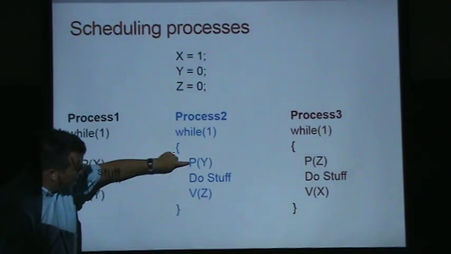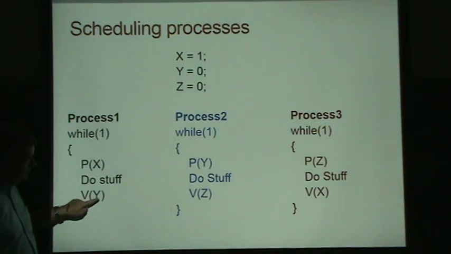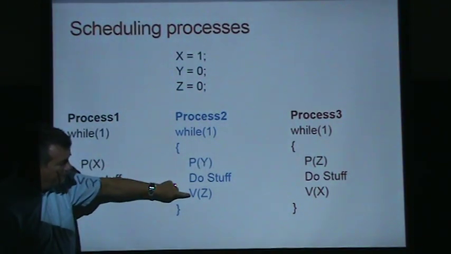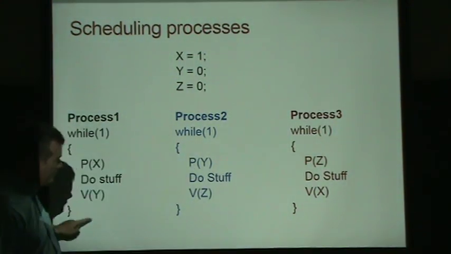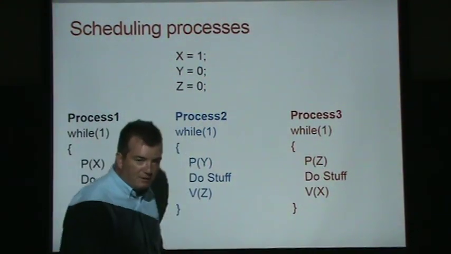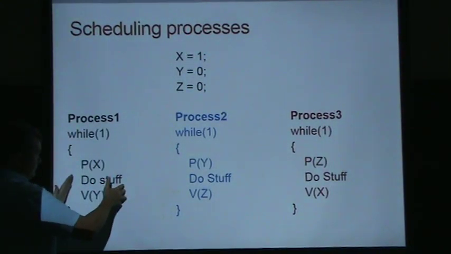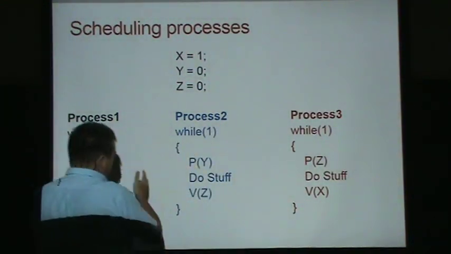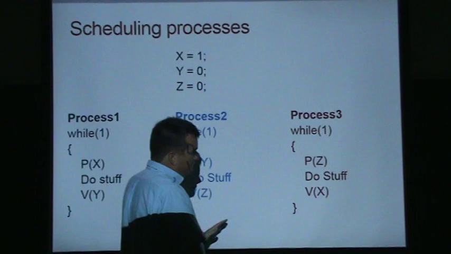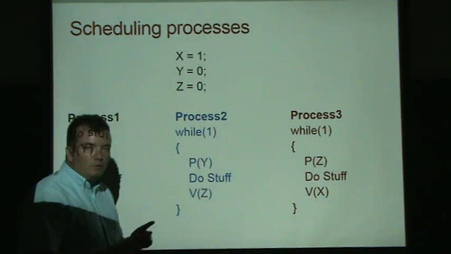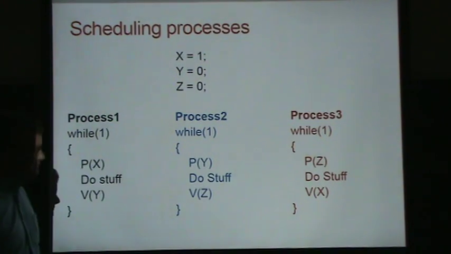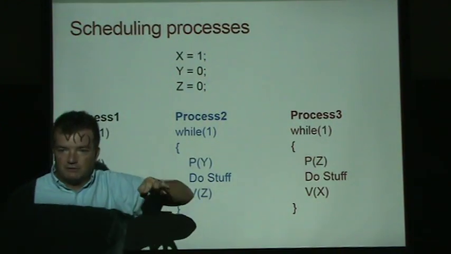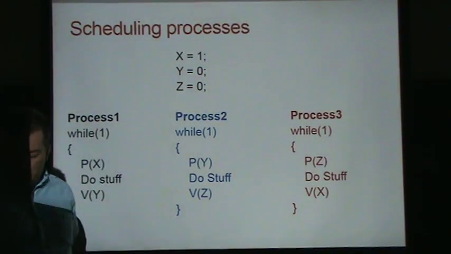The only way for the second one to run would be for the first one to finish. The only way the third one could run would be if the second one finished. And the only way the first one could run a second time would be after the third one finished. So this guarantees a schedule where the first runs first, then the second, then the third, then the first again, and so on. So we can schedule processes using these things. In this case, these variables are not tied directly to a resource. They're used in conjunction with each other for scheduling.